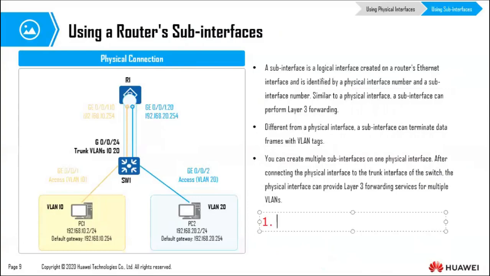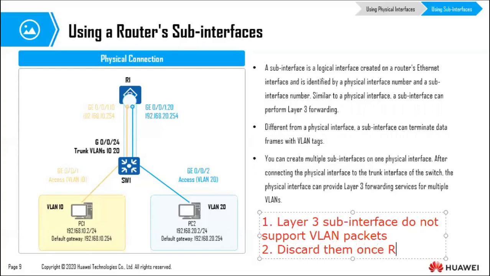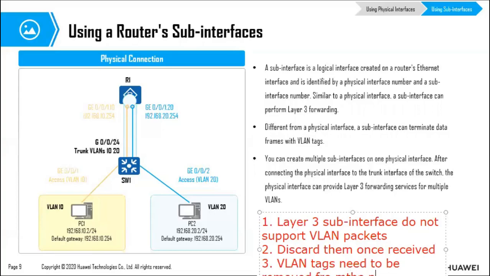Okay. So let me just write this. Layer 3 sub-interfaces do not support VLAN packets. Discard them once received. So VLAN tags need to be removed from the packets on the sub-interface. Therefore, VLAN tag termination is required.